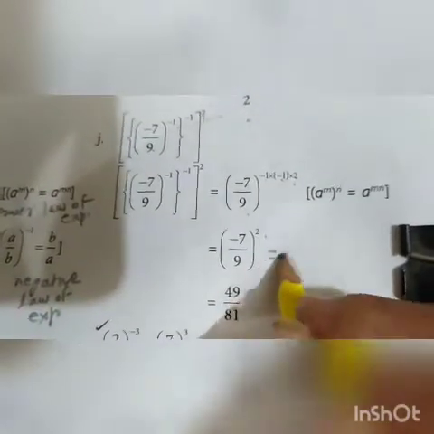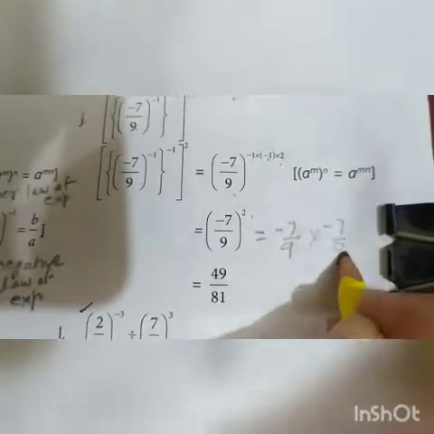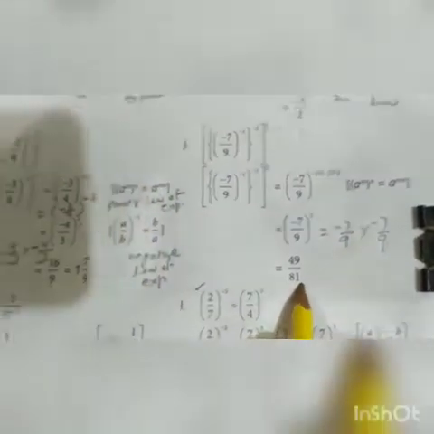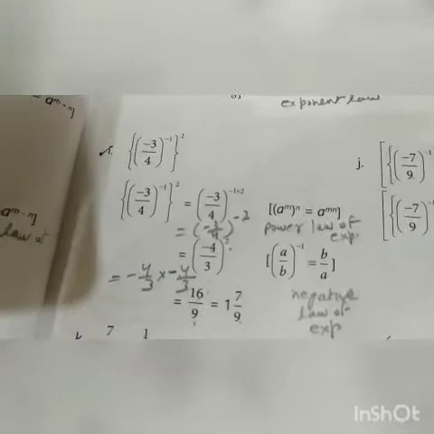Minus 7 upon 9 power 2, when we multiply minus 7 upon 9 multiply minus 7 upon 9 two times, we will get 7 7s are 49, 9 9s are 81. Is it clear up to here? Okay.